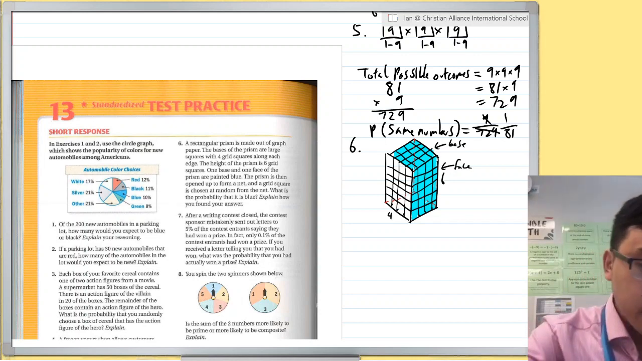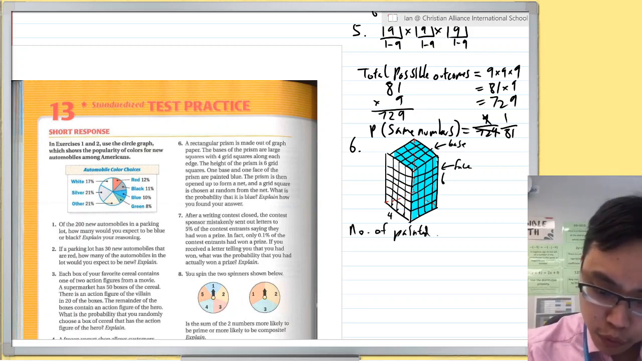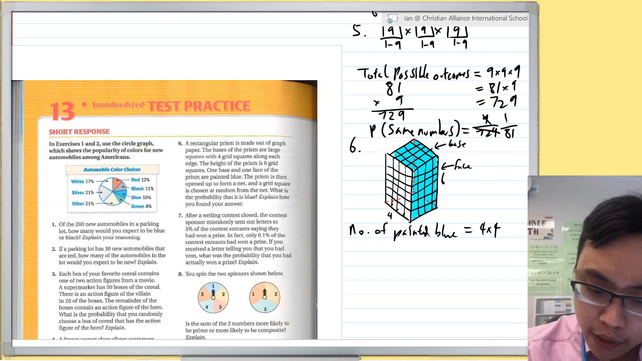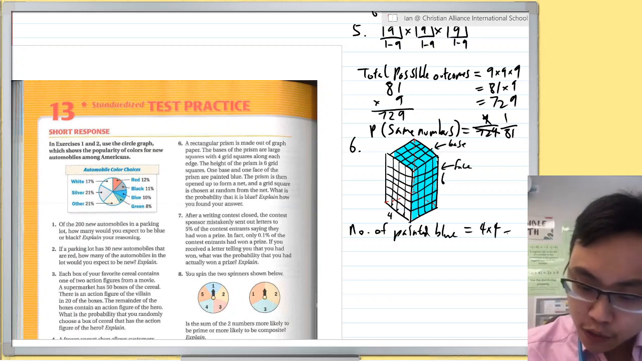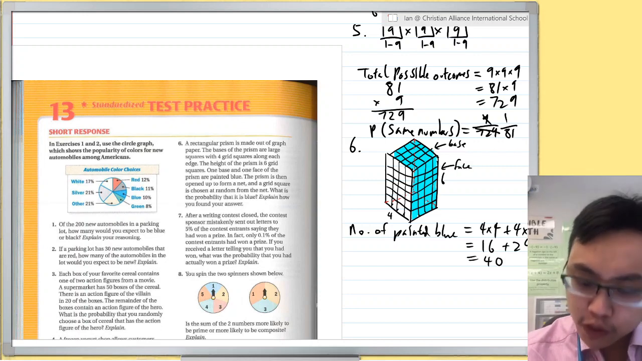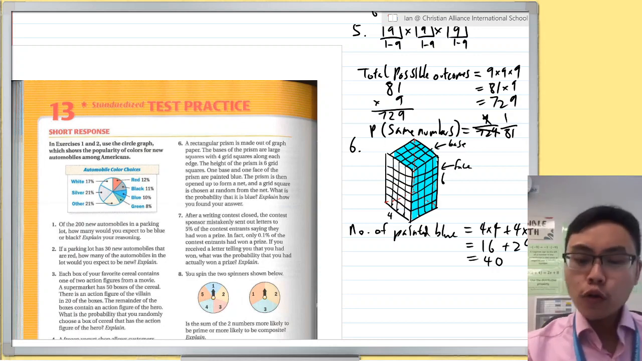If we think about it, the number of painted blue is equal to, there's 4 by 4 at the top, 4 times 4, and then number of painted blue at the side, which is 4 times 6. So we need to add them up. And so we add them all together, that's 16 plus 24, and all together, that's going to be 40 grids painted blue.